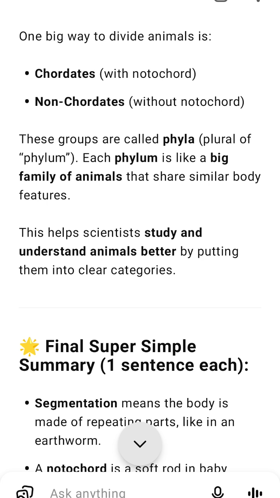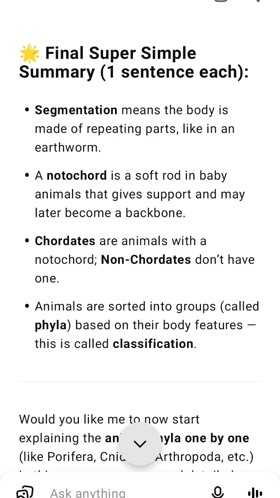Final super simple summary, one sentence each. Segmentation means the body is made of repeating parts, like in an earthworm. A notochord is a soft rod in baby animals that gives support and may later become a backbone. Chordates are animals with a notochord. Non-chordates don't have one. Animals are sorted into groups called phyla, based on their body features.